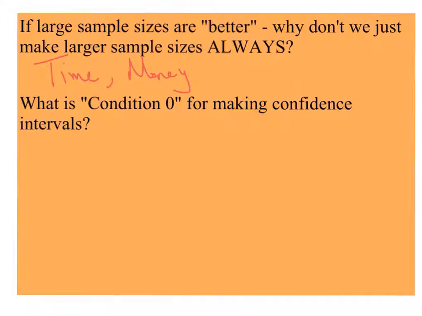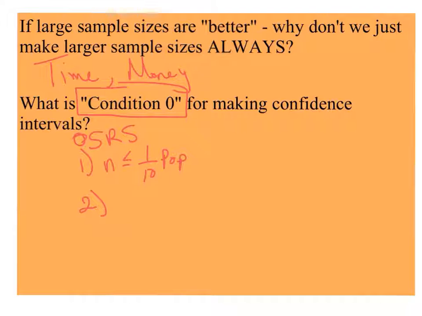And just remember, we have our conditions here. So our condition 0 is always that it came from a simple random sample. And from there, our condition 1 is that our sample size is less than or equal to 1/10 the population size. And then, depending on if it's a proportion or a sample mean problem, of course, we can have a different condition 2 there. We'll hit at that a little bit more tomorrow.